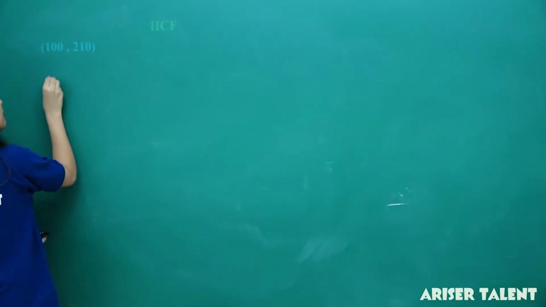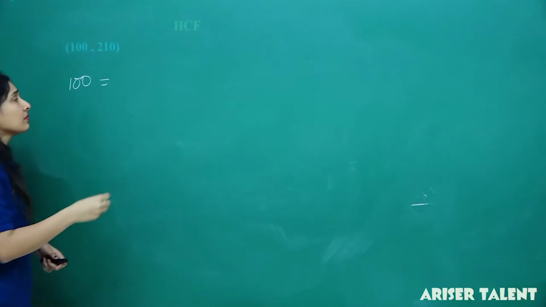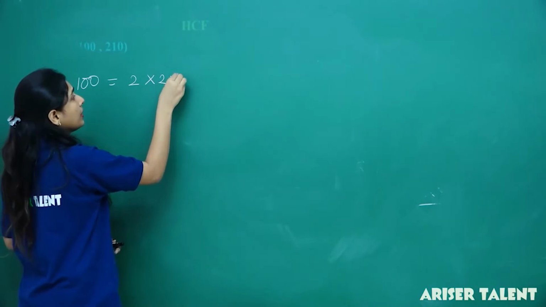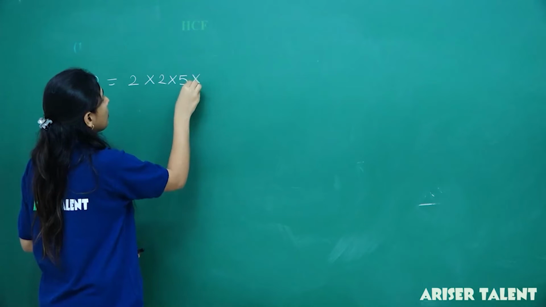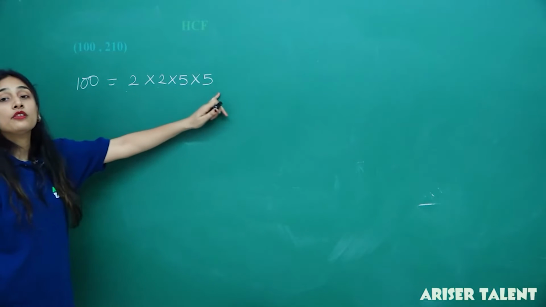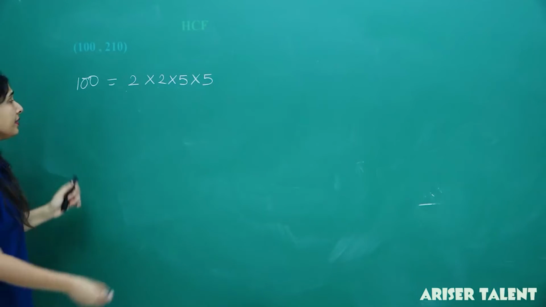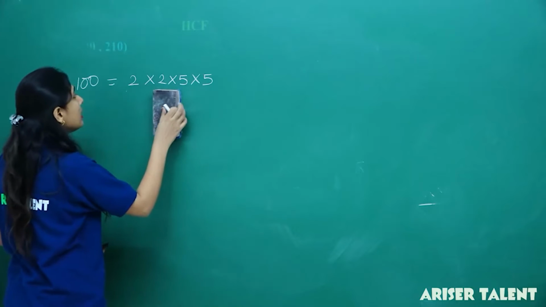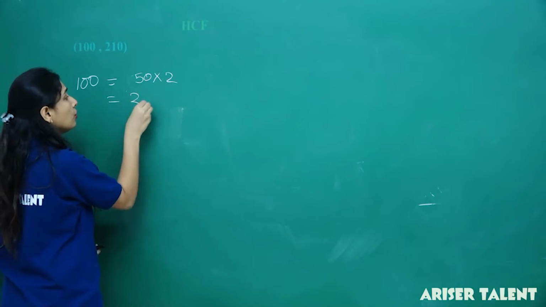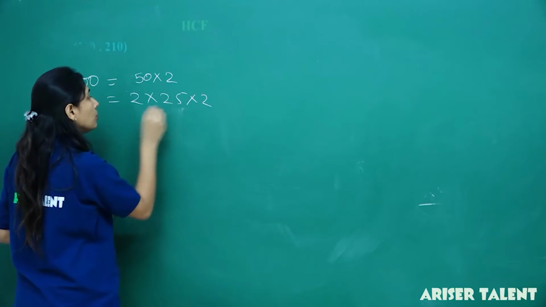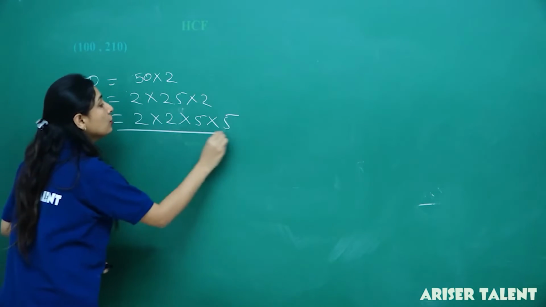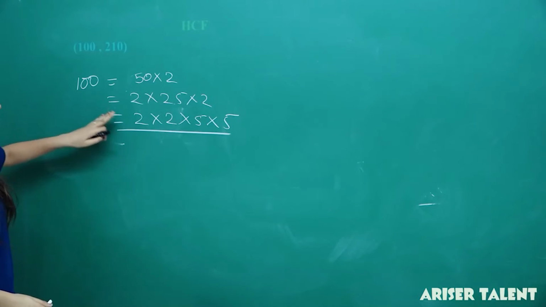So, we will do the prime factorization of both. The prime factorization of 100 will be 2 into 2 into 5 into 5. If you can't do it like this, you can also do it like this: 50 multiplied by 2, then 2 into 25 multiplied by 2. Now 2 into 2, and 25 is 5 multiplied by 5. So this is the prime factorization of 100.